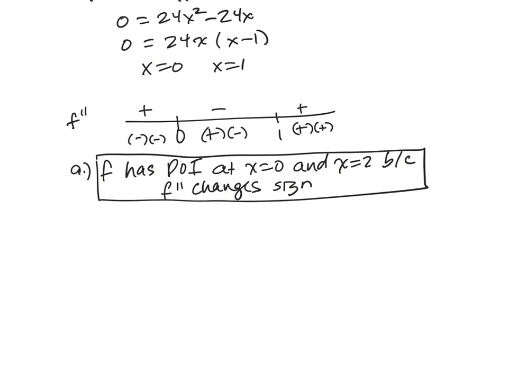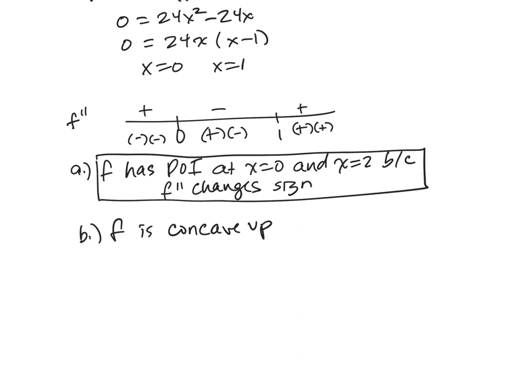Okay, so letter B looks like this. We're going to say f is concave up, and it doesn't matter whether you mention up or down first. I'm just going to say up. Where is it up? It's concave up wherever f double prime is positive, so from negative infinity to 0 and 1 to positive infinity.